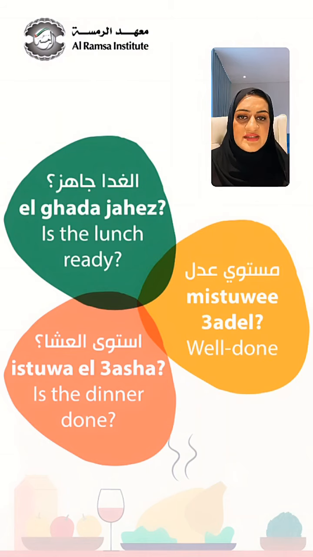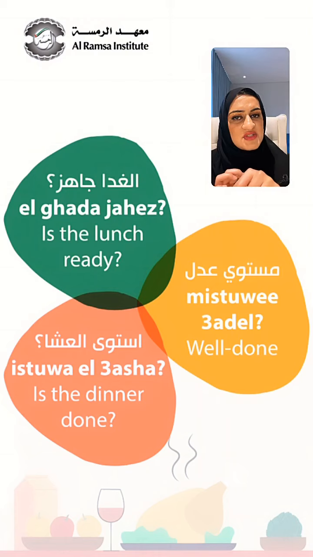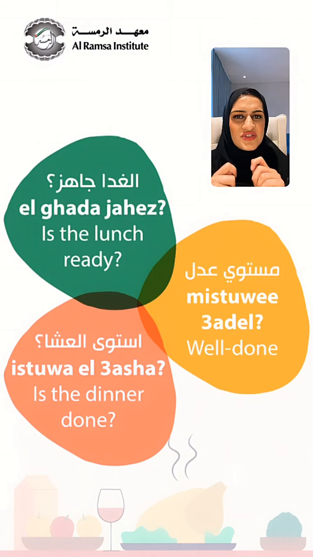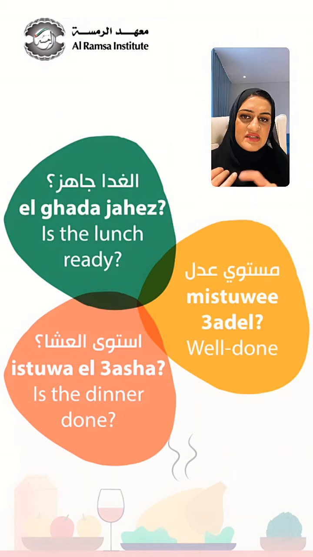So مستوي عدل means well done. It's the same word from استوى, but here as an adjective. Sometimes if it's still raw, it's not well cooked, I can say ما مستوي عدل, it's like not properly done. مو مستوي عدل. تمام؟ So you can use جاهز, you can say استوى or مستوي if it's done.